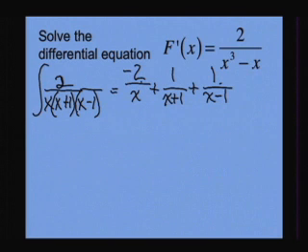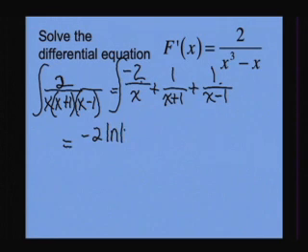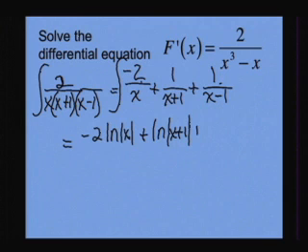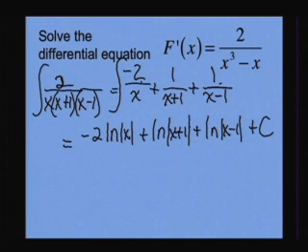This side I'm not going to worry about. This side is the one that we're going to work with. So what that gives me is negative 2 log of the absolute value of x, then plus the log of the absolute value of x plus 1 plus the log of the absolute value of x minus 1 plus our constant. Once again, we can do some algebra here and simplify this a little bit.